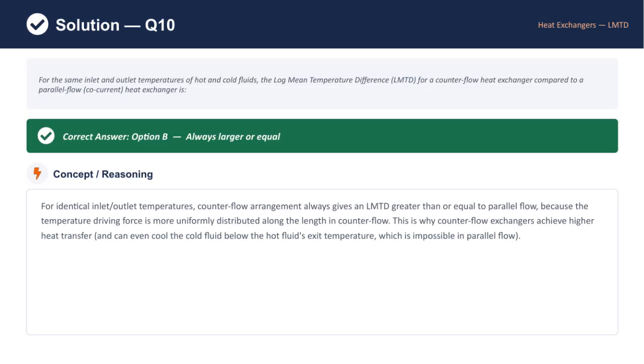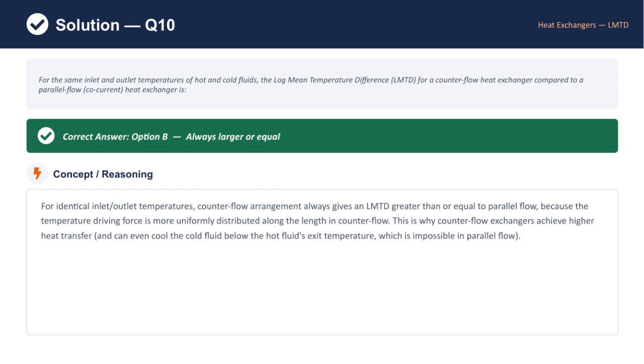Here we're looking at the difference in log mean temperature difference, or LMTD, between counterflow and parallel flow heat exchangers when the inlet and outlet temperatures of both fluids are the same. The key takeaway is that for these conditions, the LMTD in a counterflow heat exchanger is always larger than or equal to that in a parallel flow exchanger. The reason is that in counterflow, the temperature difference between the hot and cold fluids remains more consistent along the length of the exchanger. This more uniform temperature driving force allows for more effective heat transfer.